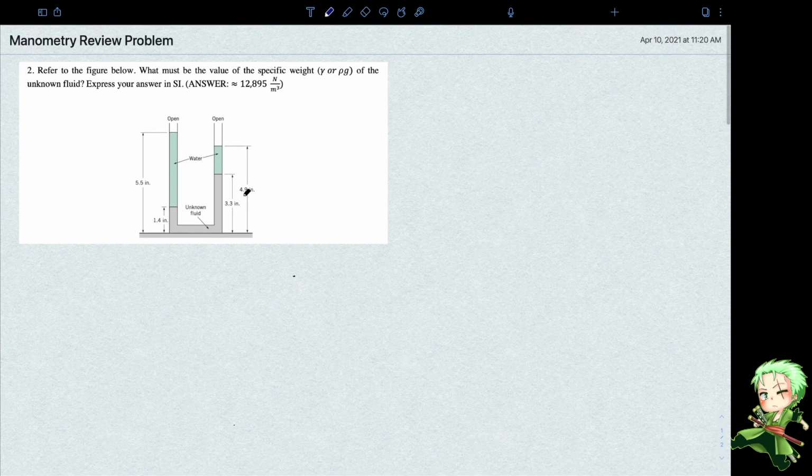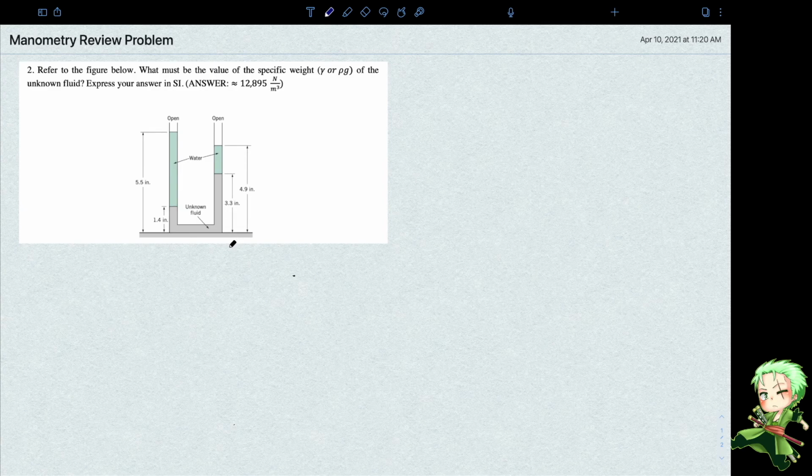We have another problem in manometry, and this will be helpful in helping you to prepare yourself for the exam, which involve manometry problems. So as you can see here, you have a U-tube manometer, and it has two fluids. The first is water, which is the greenish part, and the unknown fluid, which is the gray part. What this problem asks you to find is the value of the specific weight, or gamma, of this unknown fluid, and you are informed that you need to express your answer in SI.